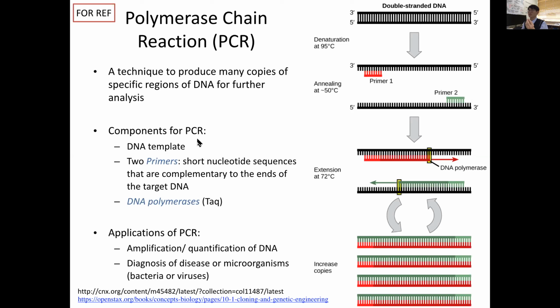So the components for PCR: you have to have DNA template and 2 primers, 1 and 2, where primer means short nucleotide sequences that are complementary to the ends of the target DNA. So design of primers is important, and we do need DNA polymerases, especially Taq polymerase. And using this, we can amplify or even quantify the amount of DNA because we know how many cycles we went through, and this can be used for diagnosis of disease or microorganisms, bacteria or viruses.